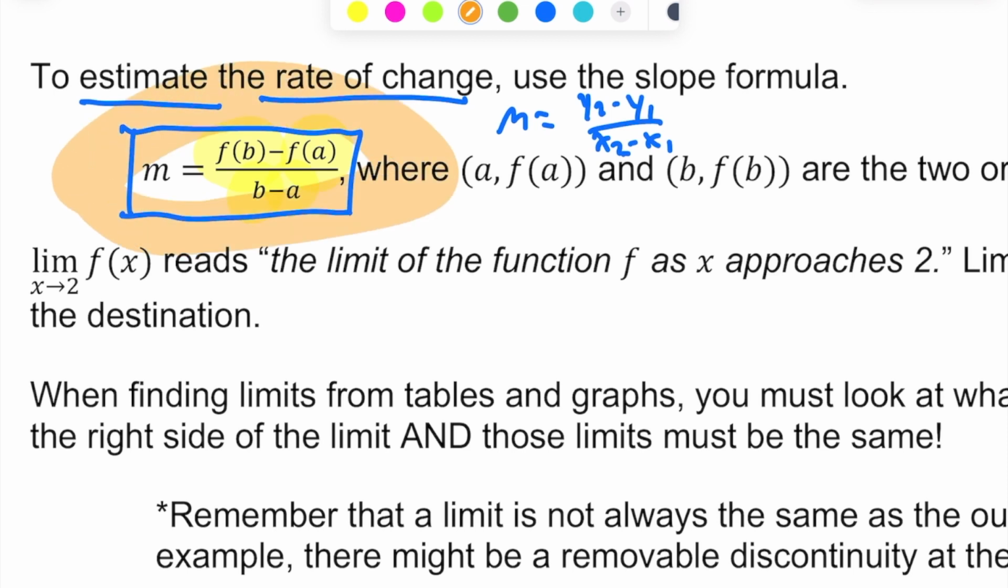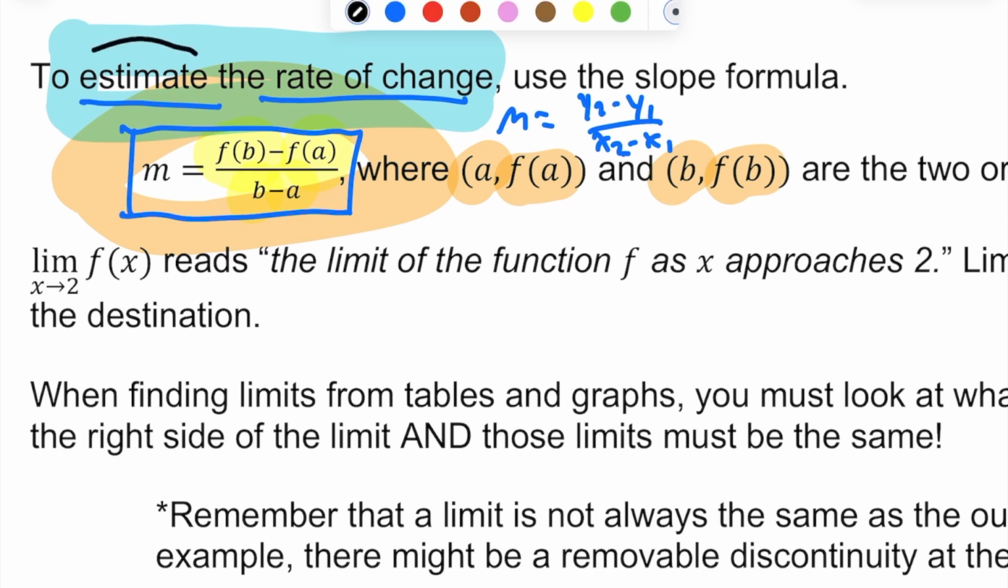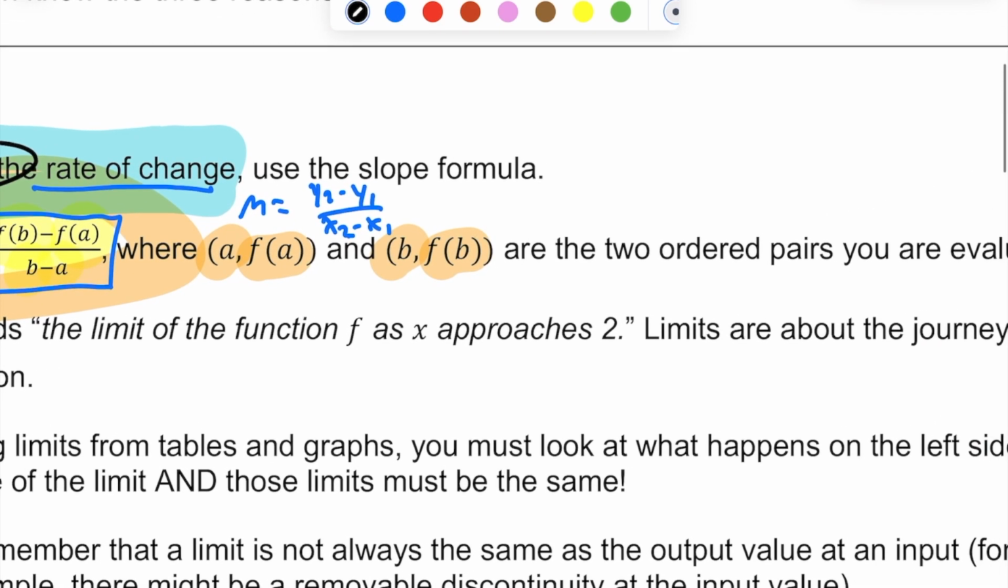So you do want to get used to seeing it more like this on the left side in orange. And then think of your points as a, comma, f of a, that's the y value, and b, comma, f of b. So the key thing to walk away from in this first idea is that anytime calculus asks you to estimate the rate of change, estimate being the key idea, that's not a calculus question. We cannot perform calculus. Calculus gives us instantaneous rates of change. But to estimate the rate of change, you're going to use the slope formula. Now, you might be asked to do this in a couple of ways.